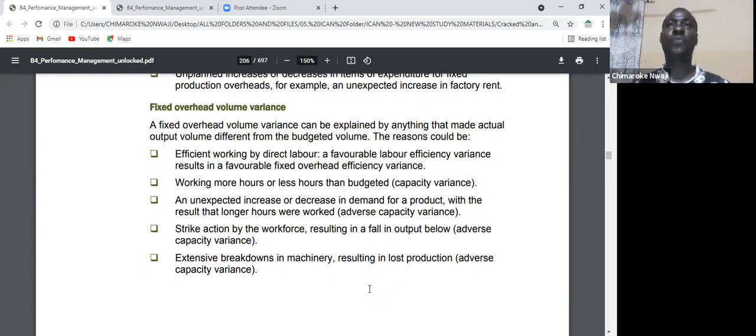Now, when we are going to fixed overhead, we know we are going to be using both flexed and fixed budgets. So you'll be seeing standard and you'll be seeing budgeted. When you see standard hours, it means we are using the flexed budget. When you see budgeted hours, it means we are using the fixed budget. So I'm going to give you a one or two page summary for all these variances so that looking at them, it will be easy for you to understand.